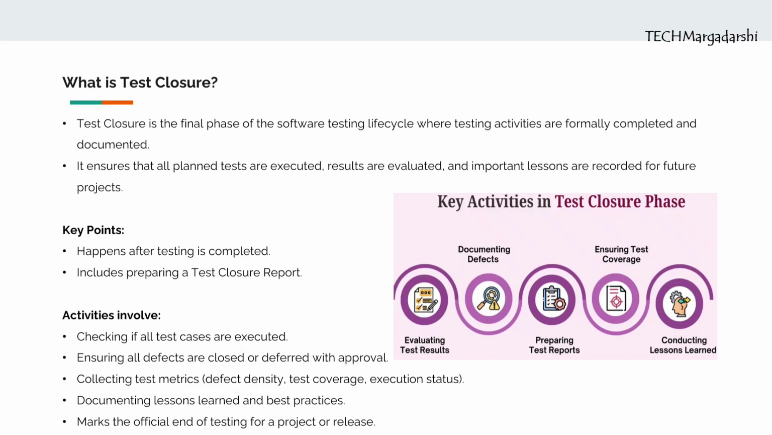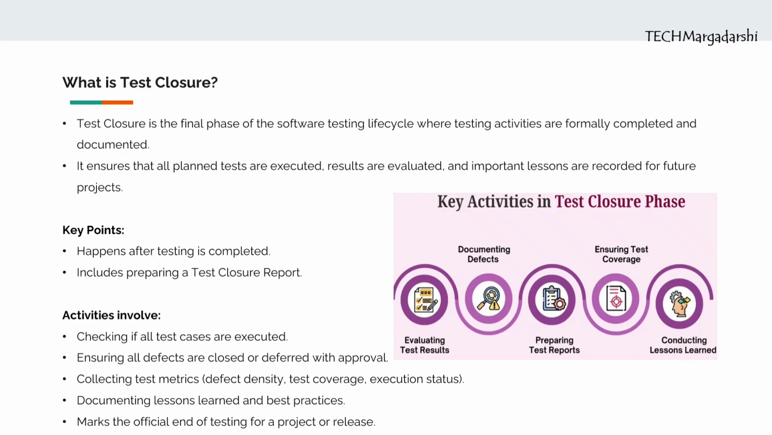Now, move on to the next question. What is test closure? It's the final phase in the testing process where all testing activities are wrapped up and formally documented. For example, once all test cases are executed, defects are fixed or deferred, and reports are prepared, the testing team prepares a test closure report.